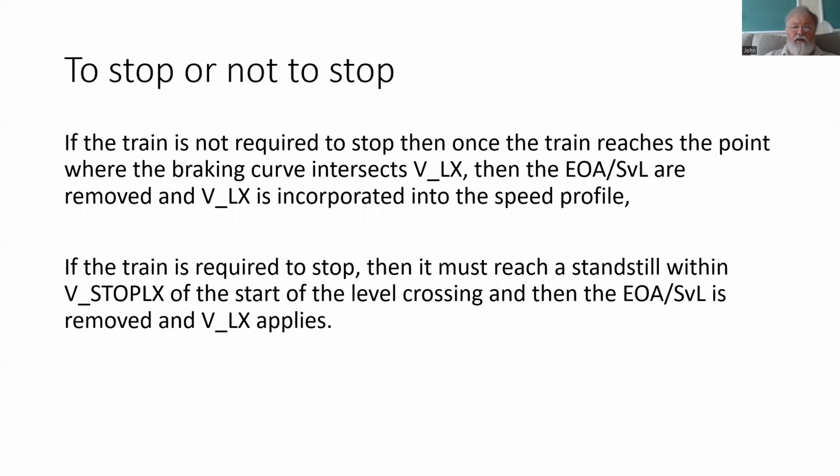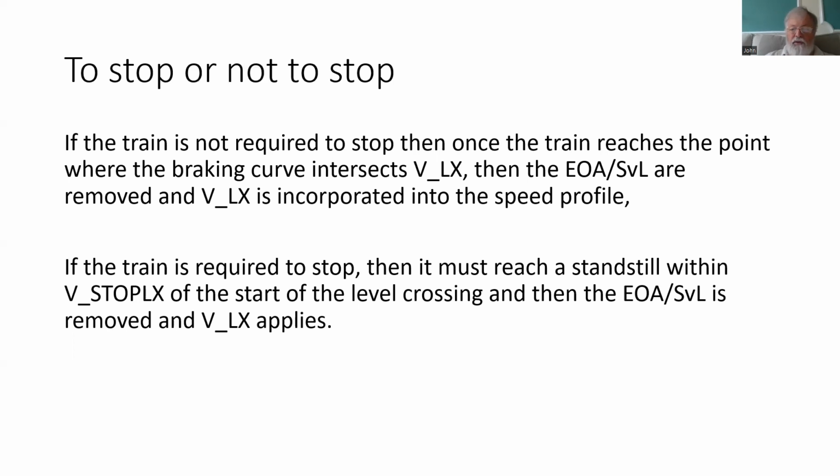Once the train gets close to the level crossing, then the requirement to stop or not to stop becomes important. If the train is not required to stop, then when the train reaches the point where the braking curve, which is dominant, intersects the V_LX, the speed for the crossing, then the end of authority and the supervised location are removed, and V_LX is incorporated into the speed profile, and the driver will see the movement authority effectively being extended to the movement authority that was transmitted.